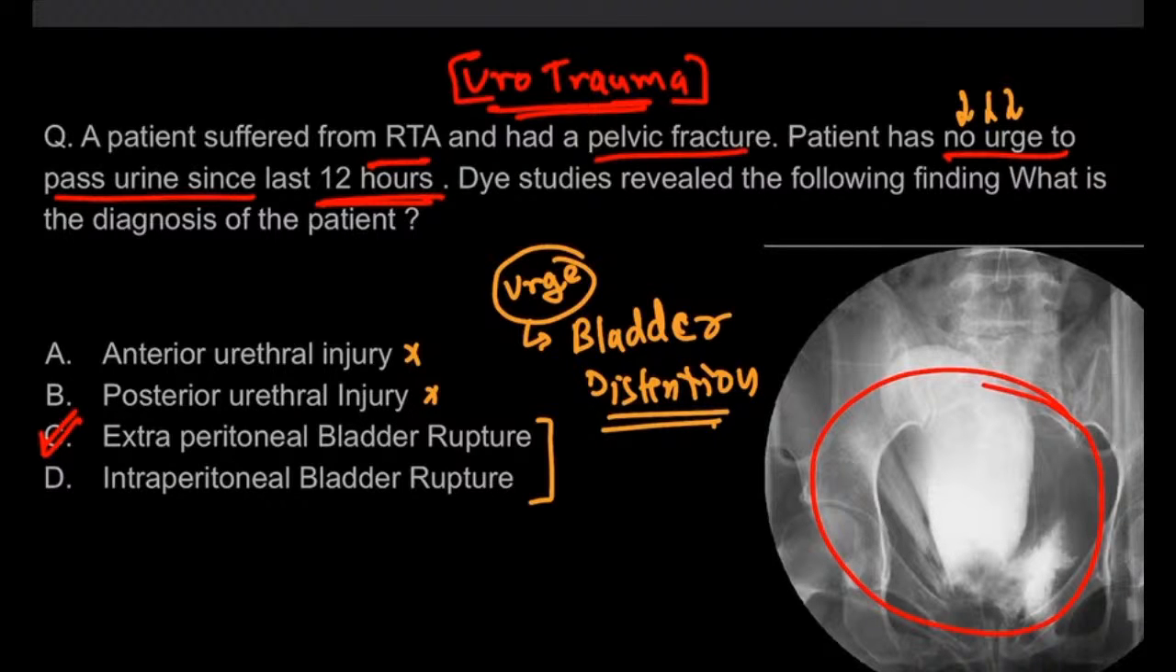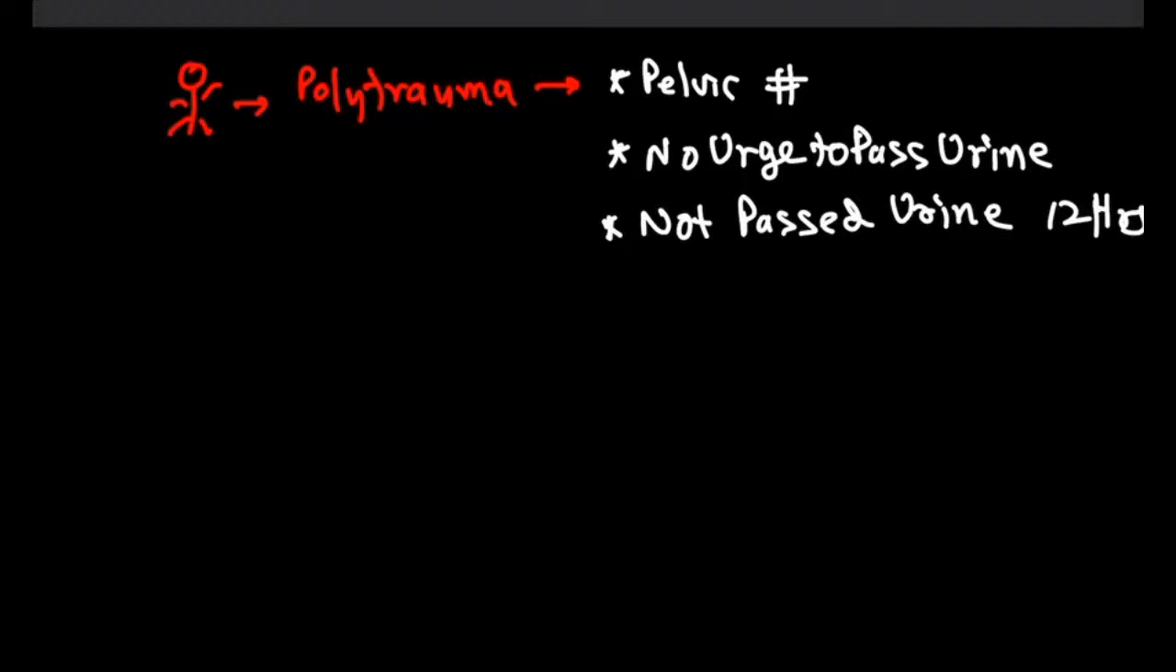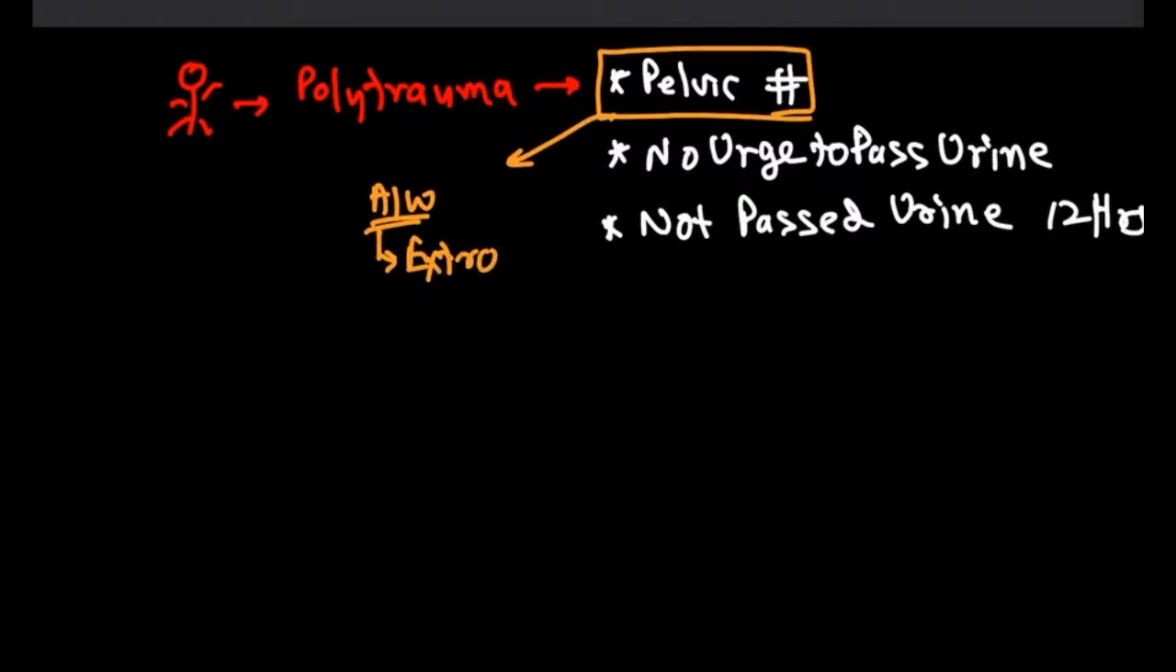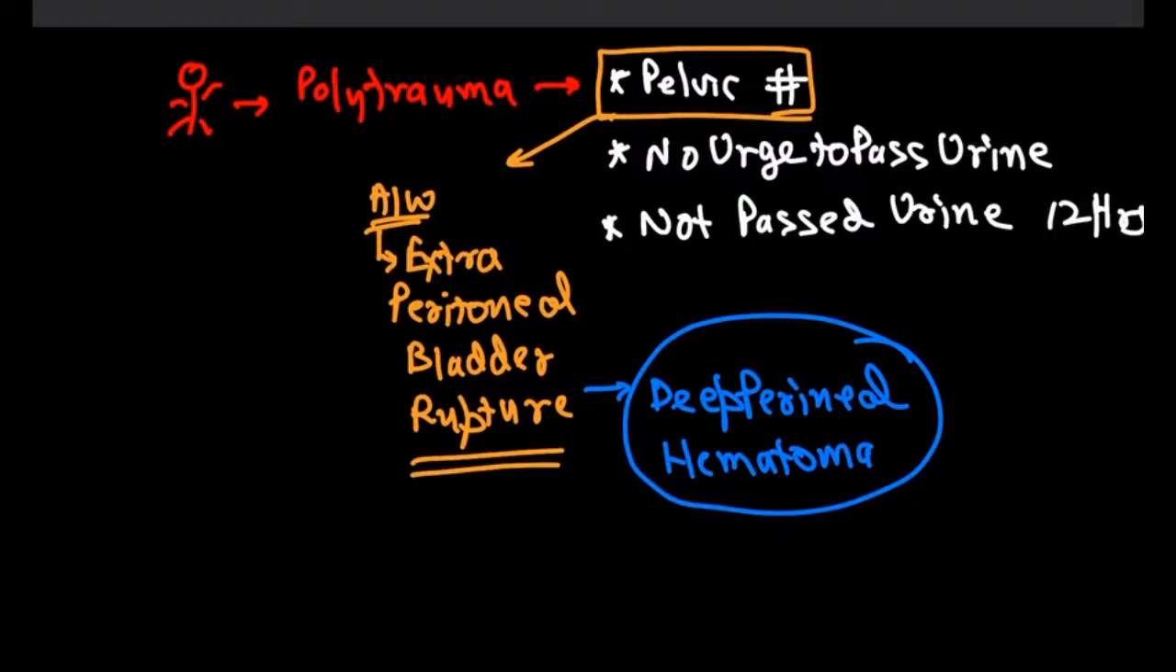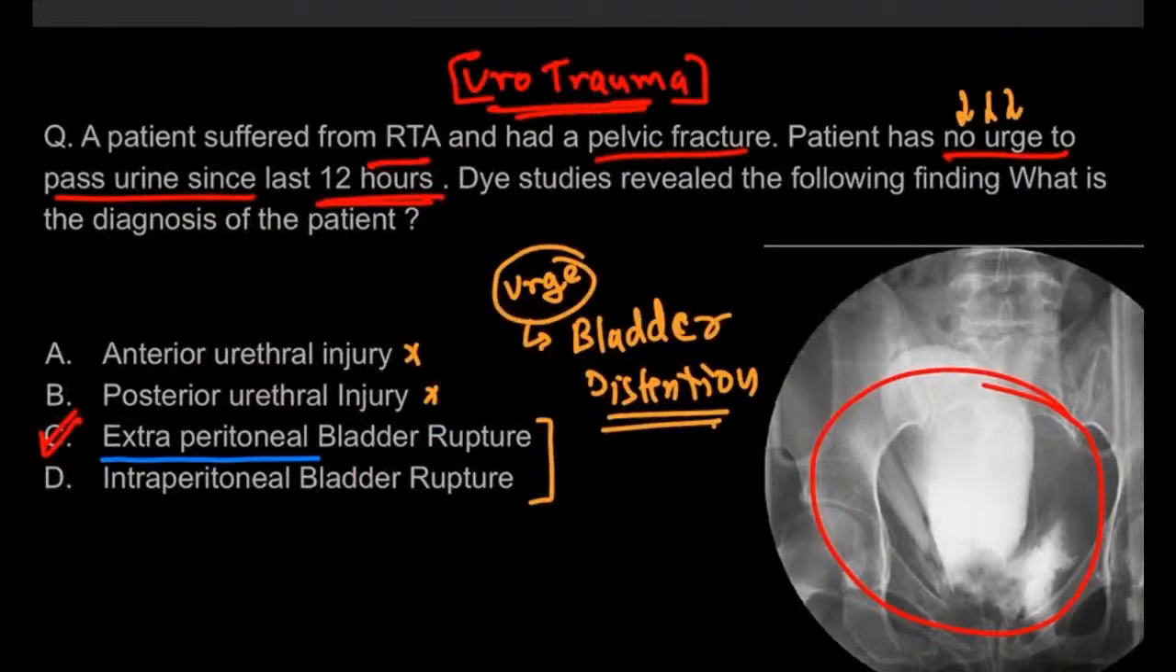Now let us evaluate the bladder rupture. You need to remember that a pelvic fracture is basically associated with extraperitoneal bladder rupture. Along with this, there can also be another finding. If in the question it is written that the patient has a deep perineal hematoma, this again favors an extraperitoneal bladder rupture. So the two things you need to look for are a pelvic fracture and a deep perineal hematoma. If these two are present, the patient has an extraperitoneal bladder rupture.